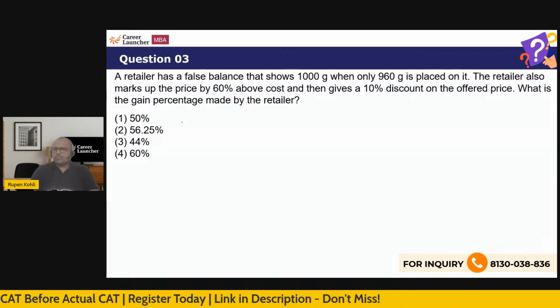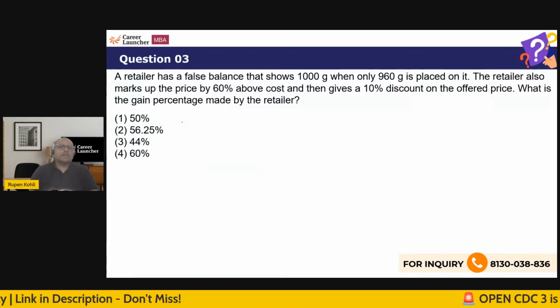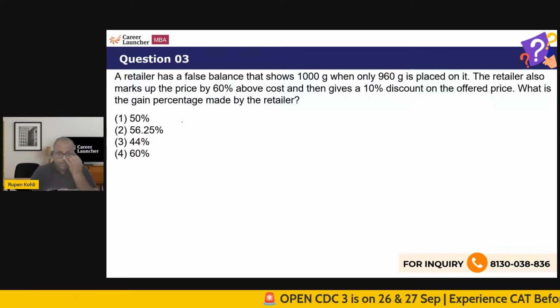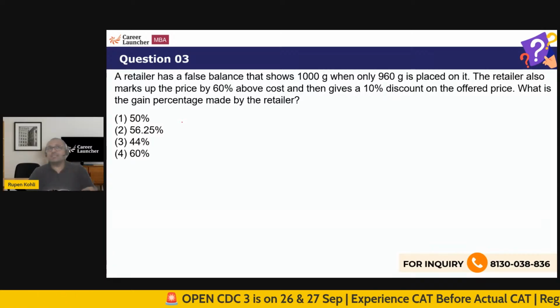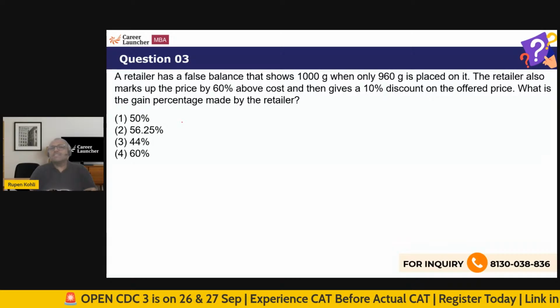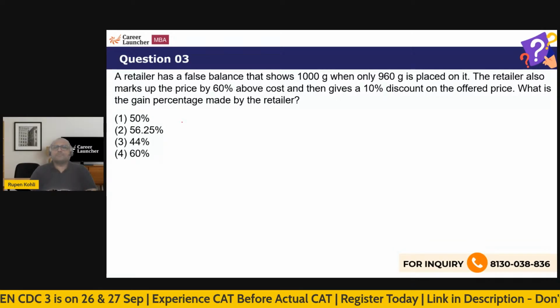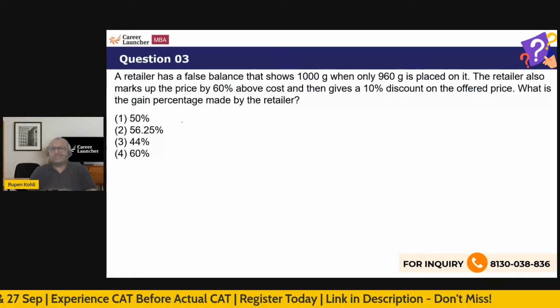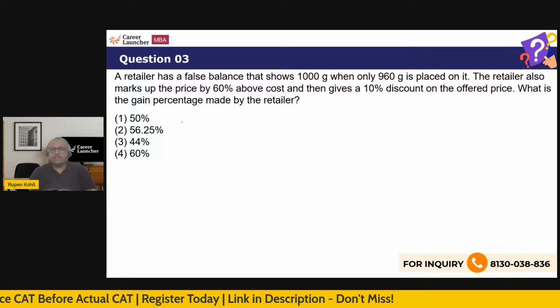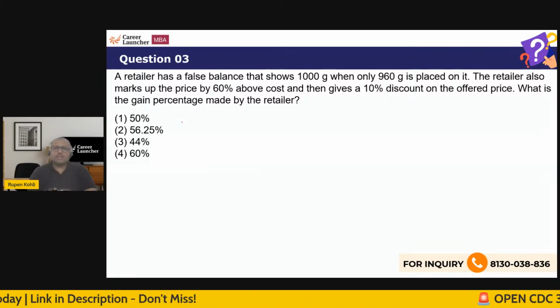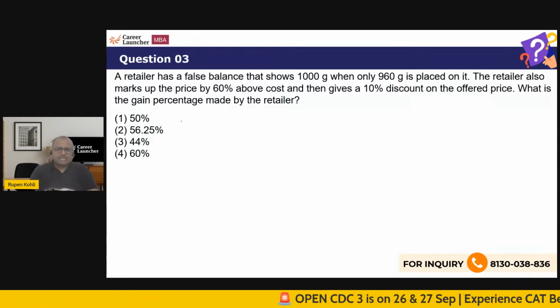Okay, so it's a question on profit and loss and also faulty balances, right? So there's a false balance that this retailer is using, which shows 1,000 grams when only 960 grams is placed on it, which means that basically the customer is being cheated, right? He's being given less than what he is paying for. He's paying for 1 kg, but he is only getting 960 grams, right?